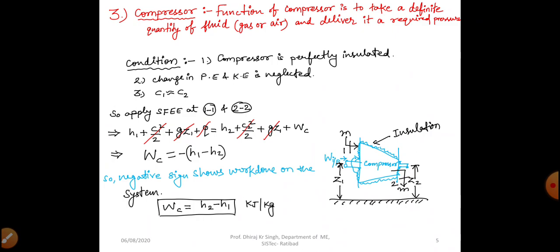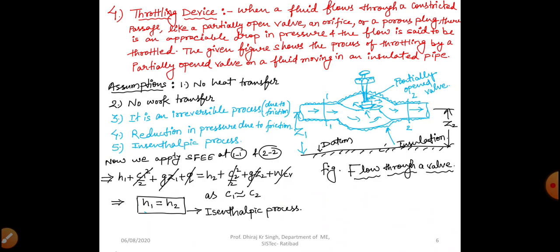Now move to the fourth device, and that is our throttling device, right? So dear students, we can see here this is a pipe, and this is a curve, this is a pipe, and our fluid is flowing through this pipe. But we can see this particular portion, there is a small opening here. So fluid is coming this way and it is going this way, and then fluid is going outside.